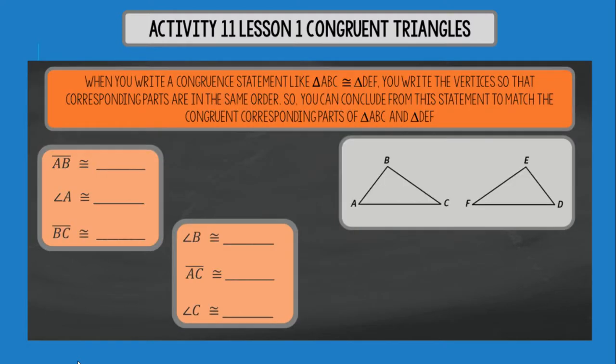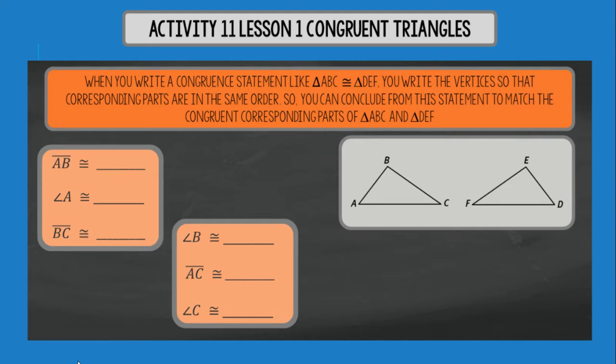Now, when I write a congruent statement like that, triangle ABC is congruent to triangle DEF, you're writing the vertices in the order of the corresponding parts. So I can't just say ABC is congruent to FED or ABC is congruent to DFE. It has to be in the correct order.